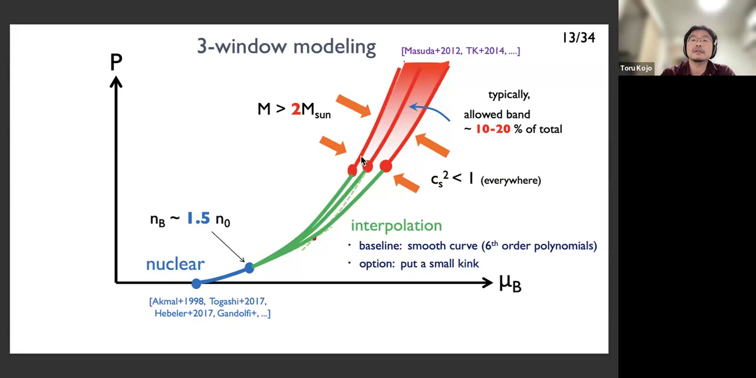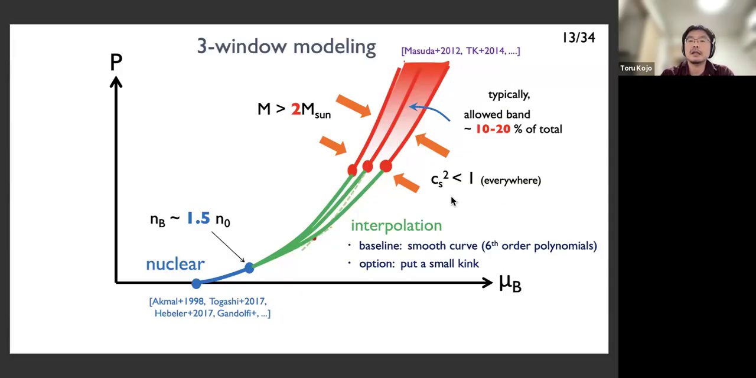In fact, this domain has a strong correlation, because when we construct the interpolation, we have to satisfy the causality constraint, and also some stability conditions. With those conditions, the low density and high density domains actually have a strong correlation. They are not independent of each other. So once we fix a nuclear equation of state at low density, we don't have much freedom for the construction of quark matter here, and also for this interpolating curve.